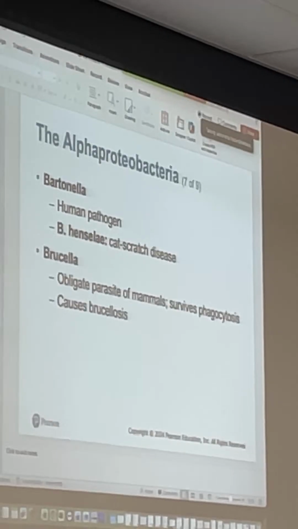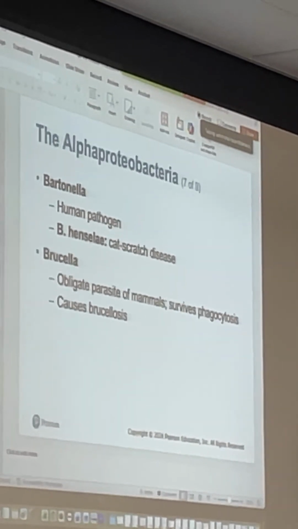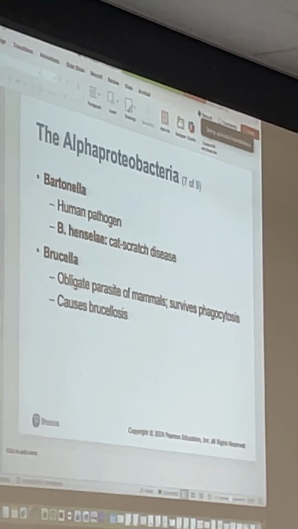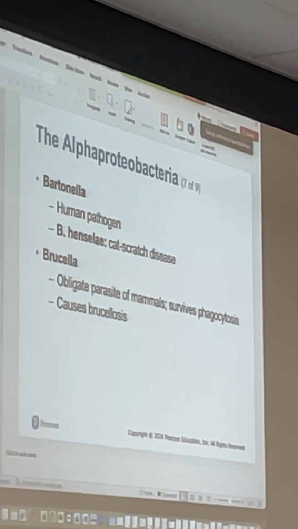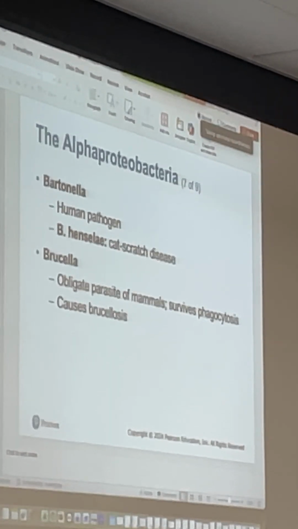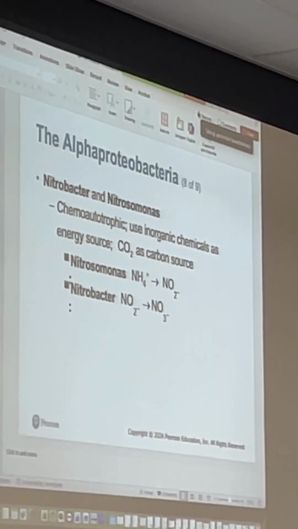What's really interesting about this one is that it's an obligate parasite of mammals, so it can thrive inside of mammalian cells. It can survive phagocytosis. So I'm guessing this bad boy can survive within the phagolysosome. Did I go too far? Phagolysosome, does that ring a bell? That's normally what digests those different pathogens, right? The phagolysosome normally digests or breaks down these different pathogens, but these guys don't have that happen, all right? So this one causes brucellosis. There's another type of pathogen for you guys to remember. That's going to be something very interesting.